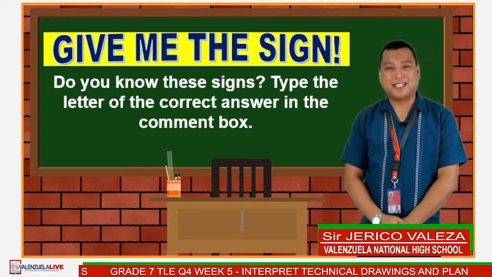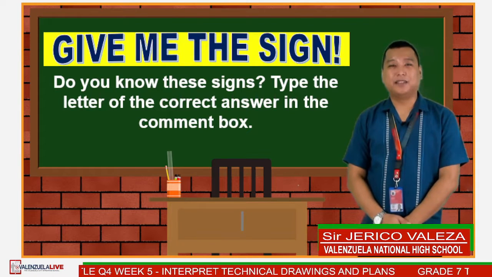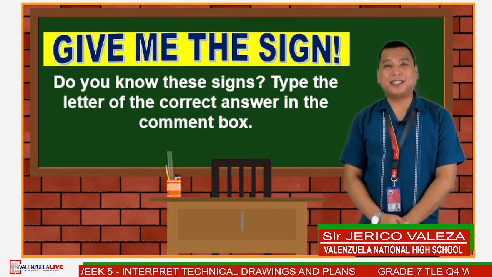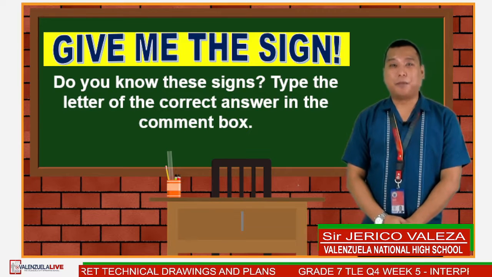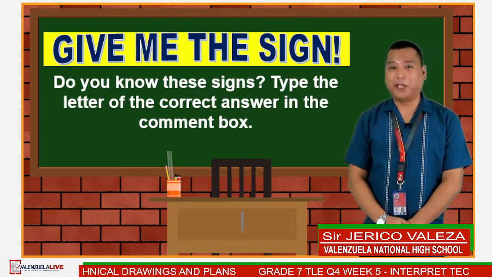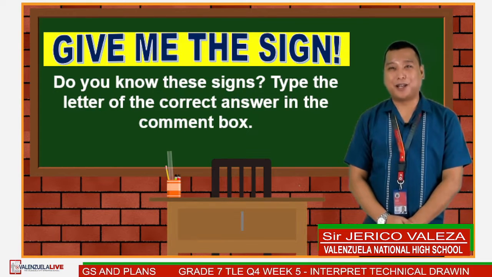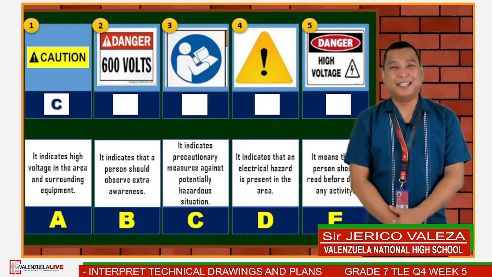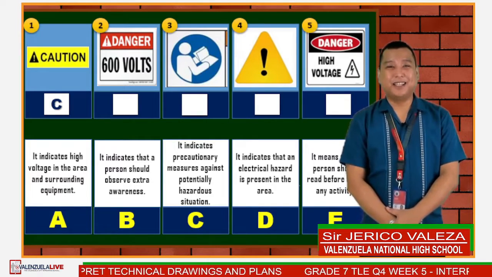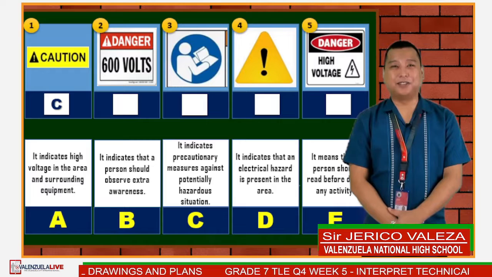Now, let's have an activity entitled Give Me the Sign. You're going to analyze the different signs presented and identify the appropriate description for each. Write the letter of the correct answer in the box. Are you ready? For number 1, what is your answer? Yes, letter C indicates precautionary measures against potentially hazardous situation.